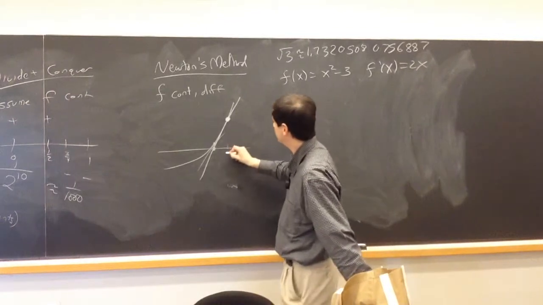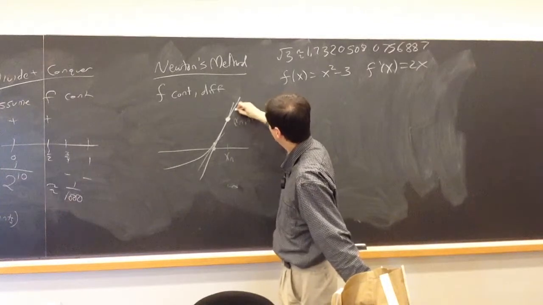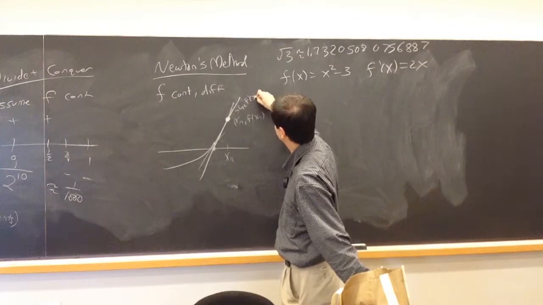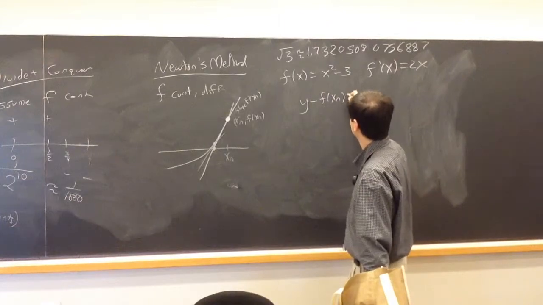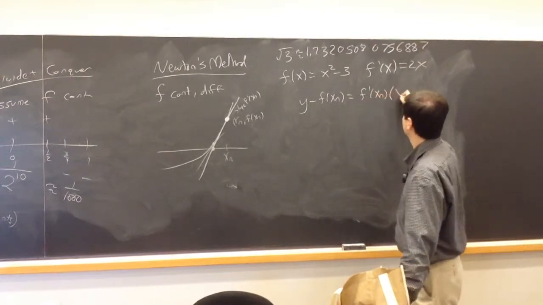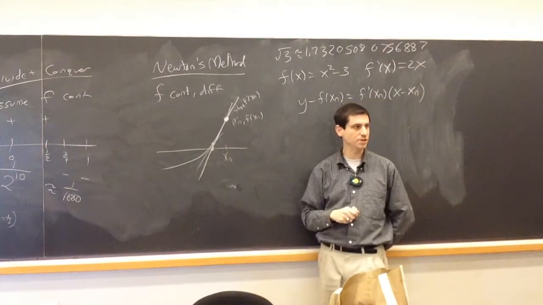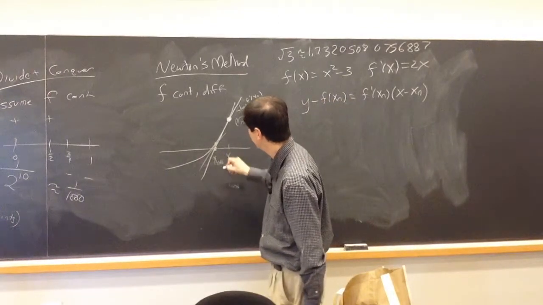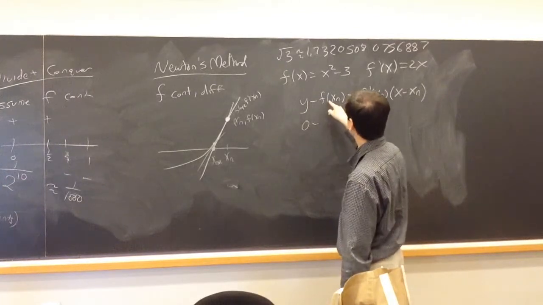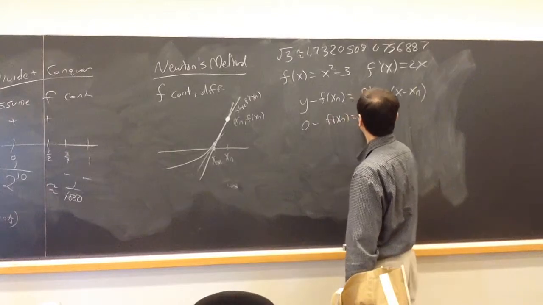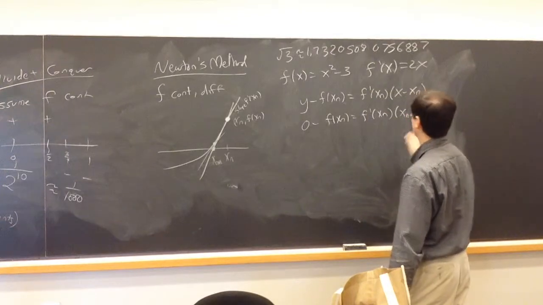And so what we can do is, if we have some point xn, we have xn, f of xn, we have a slope f prime of xn. And so we get the tangent line y minus f of xn equals the slope f prime of xn times x minus xn. At the intercept point, that'll be xn plus 1, what can you tell me about the value of y? What will that be? 0. So you get 0 minus f of xn is f prime of xn times xn plus 1 minus xn.